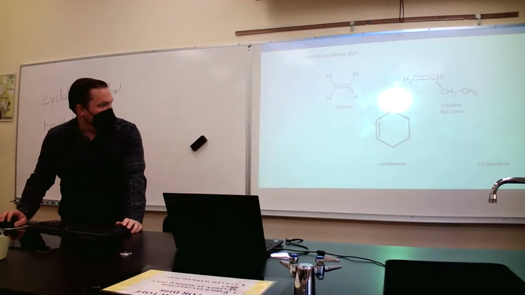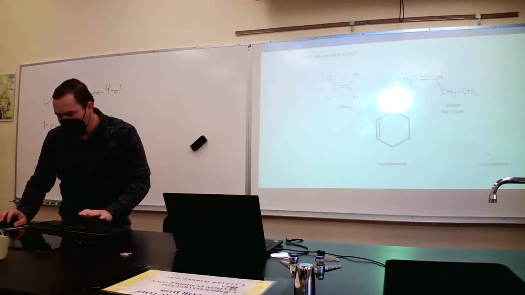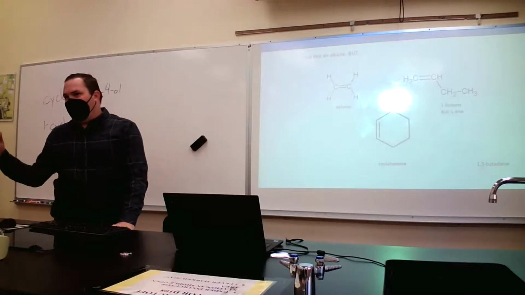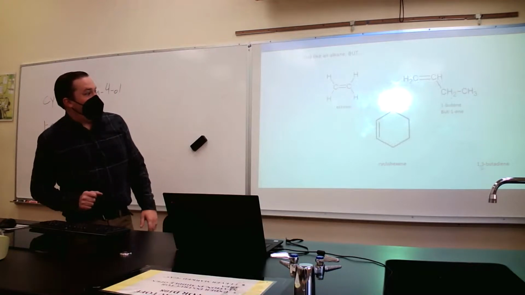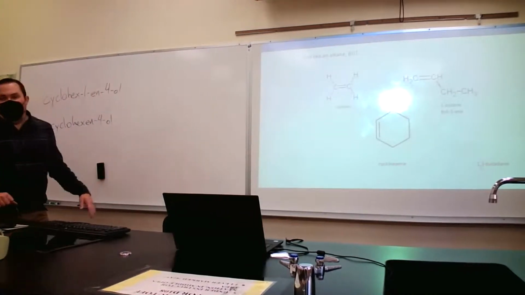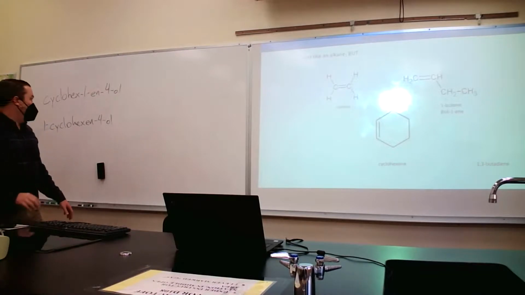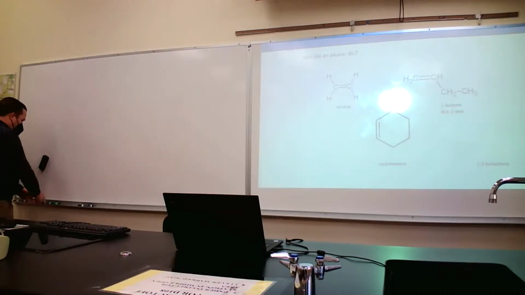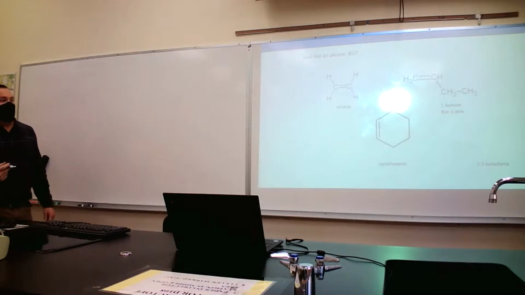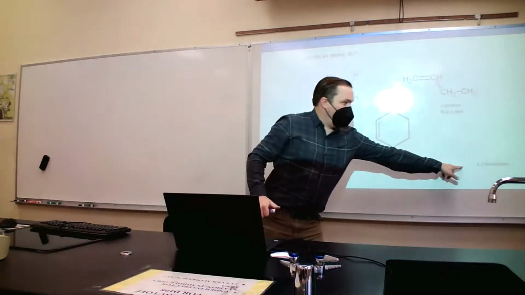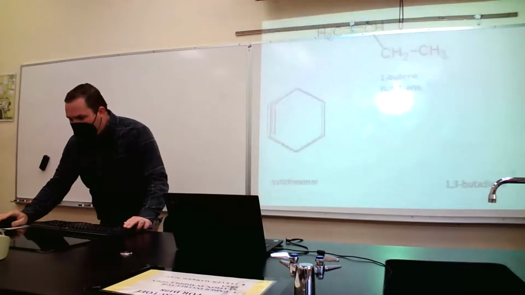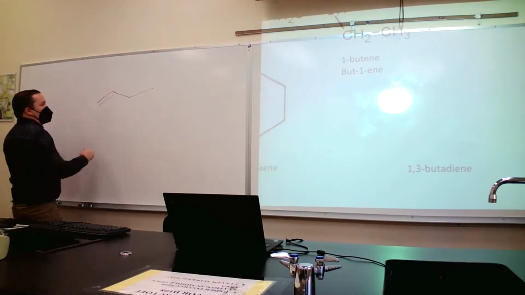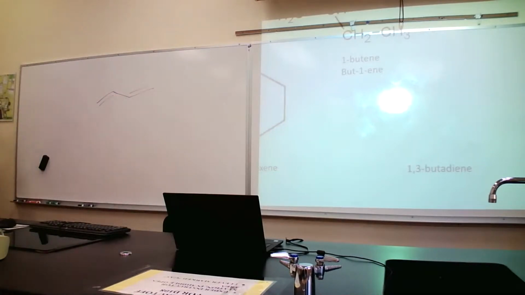You can also have a diene. What do you suppose a diene is? More than one pi bond. More than one pi bond. So just knowing that, if I said, what's the structure of 1,3-butadiene, what would that structure look like? Take a guess. Sorry, 1,3-butadiene. 4 carbons, with a double bond starting at 1 and 3. Bingo.